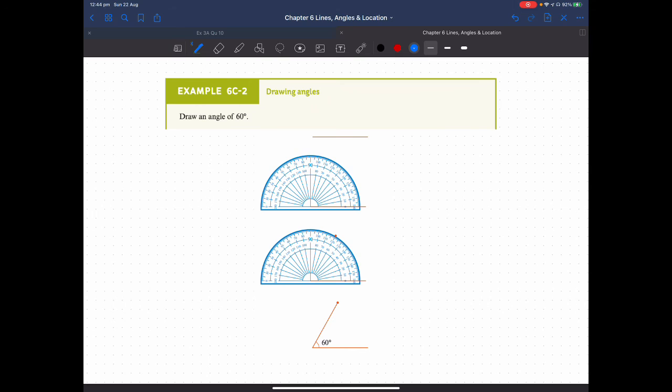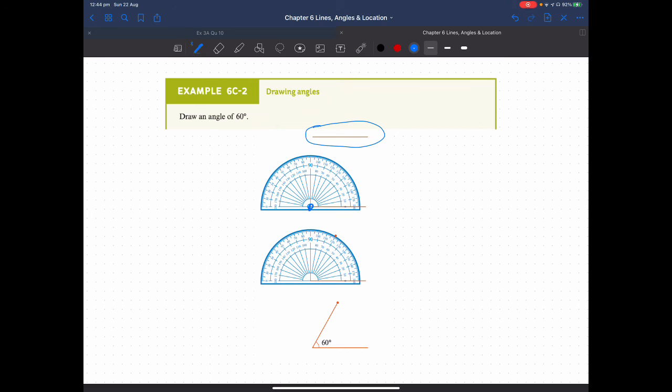In the second example, it says, draw an angle of 60 degrees. So I'm using your textbook for this. The first thing you do is you draw a straight line. This straight line has been drawn in red. You then move your protractor so the center of the protractor is at the end of your straight line. It doesn't matter which end.